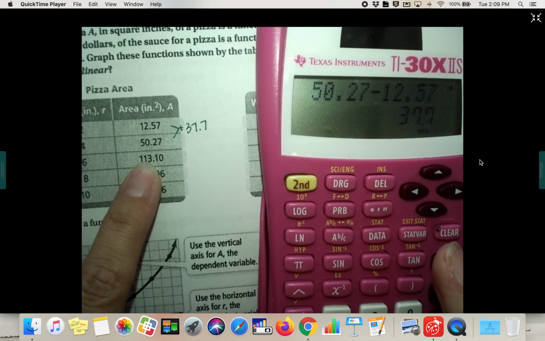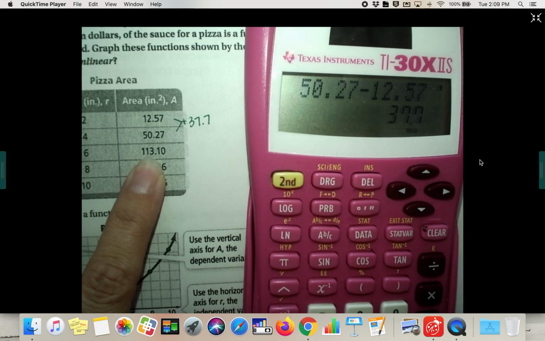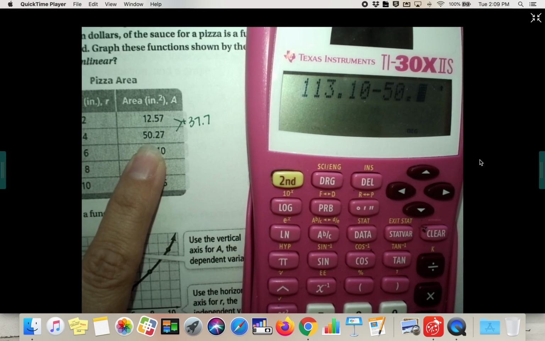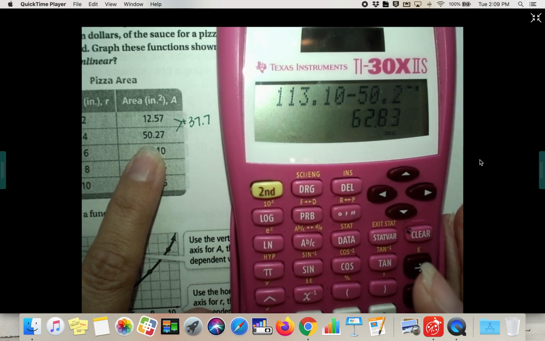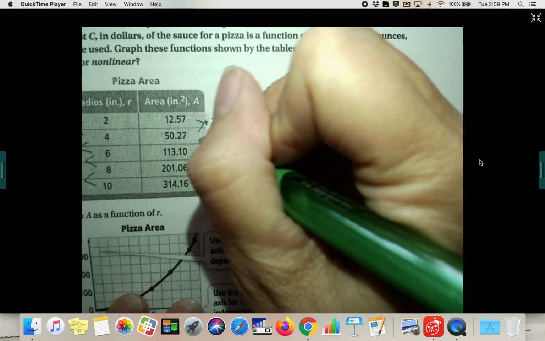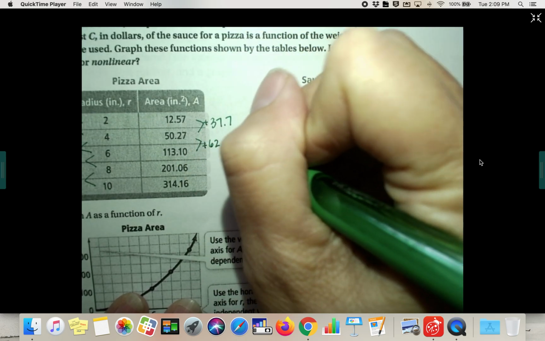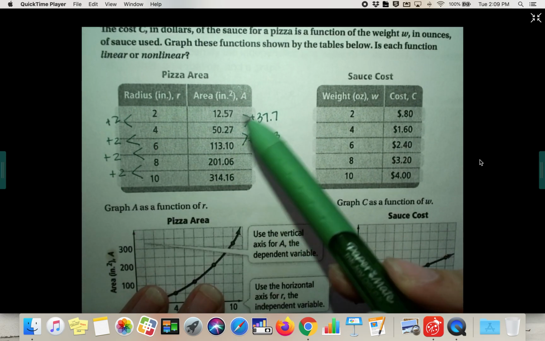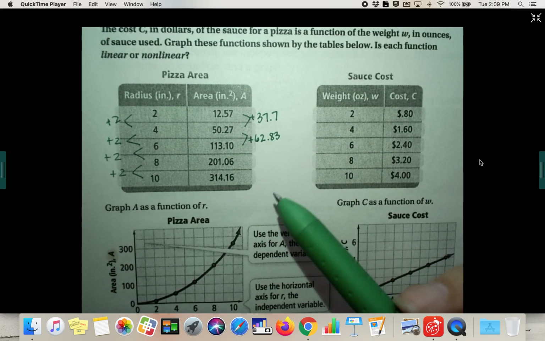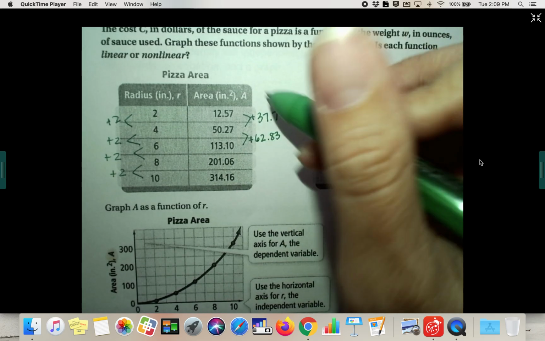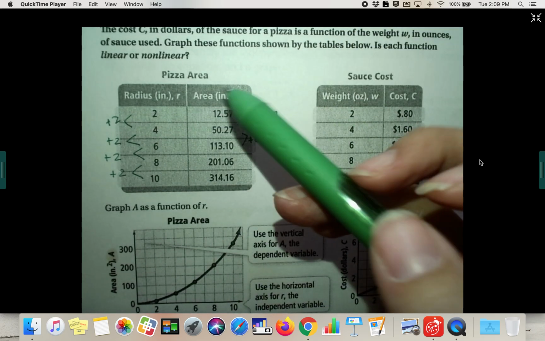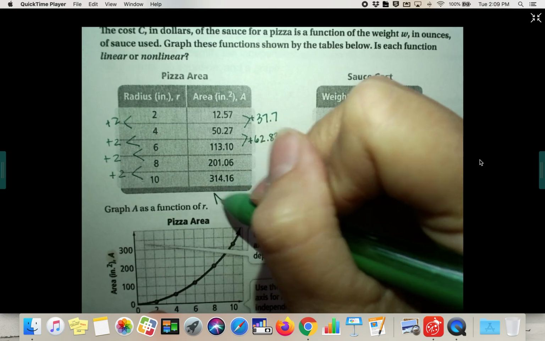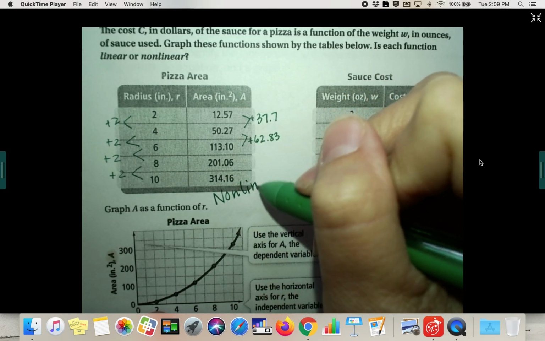Oh, I can tell that's already going to not be 37.7. But just to double check, 113.10 minus 50.27, 62.83. This increased 62.83. So I'm actually going to stop right there. This looked like it was going to be constant, but then we come over here and it's definitely not constant. So if this is a function, which I'm sure it is, this is going to be a nonlinear function, so nonlinear.